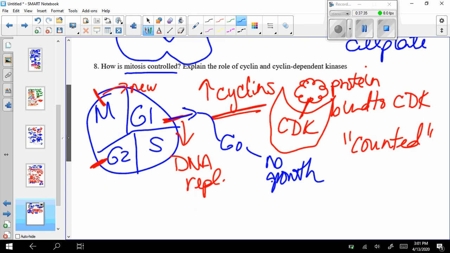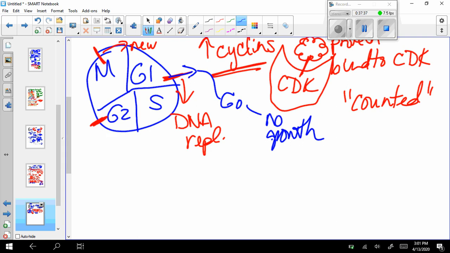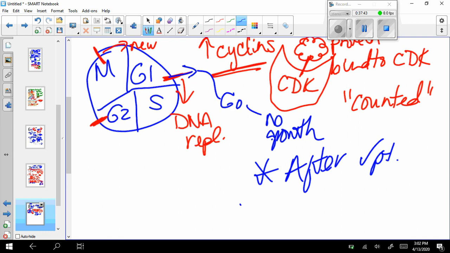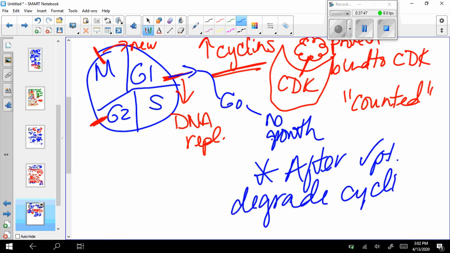Okay, now after a checkpoint is passed, this is a really important, I'm going to put a star. So after a checkpoint, you have to degrade your cyclins. If you do not degrade your cyclins, you're going to get back to this part again, and you're already going to have a high level. You don't want to start off with a high level. You want to start off with nothing.